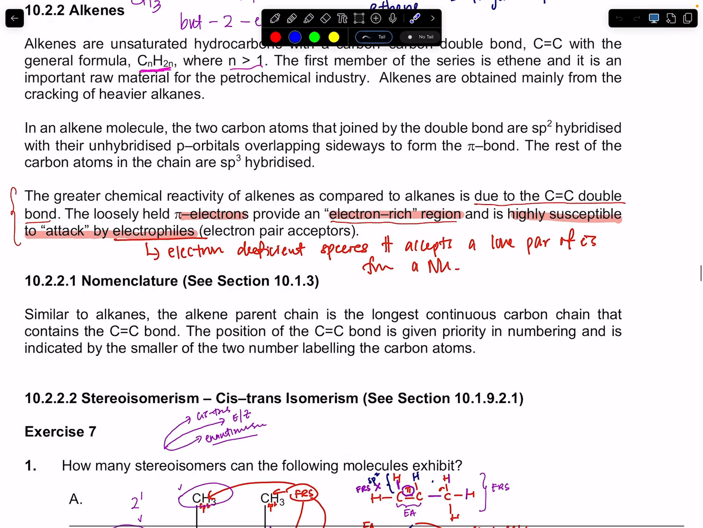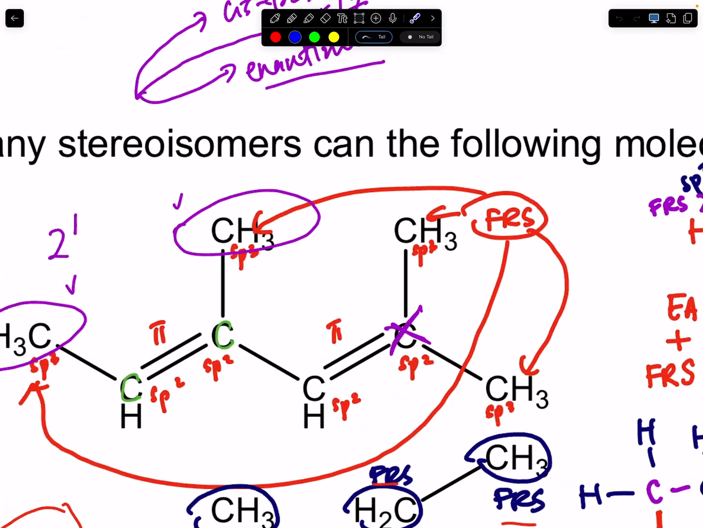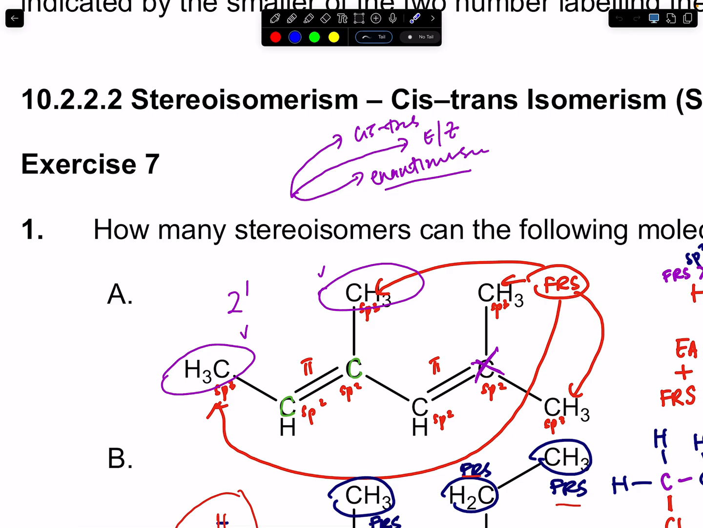Alright, I'm not going to go through nomenclature, guys, which is naming. I'm not going to bother about that. But what I'm going to do is exercise number 7 as a recap of the previous lesson. If you take a look at exercise number 7, they're asking you how many stereoisomers the following molecules can exhibit. Now if you take a look at this molecule, can you all please write down how many stereoisomers? Stereoisomers are cis-trans, EZ, and enantiomerism. One of the three. So when someone asks you how many stereoisomers, this is one of the three.